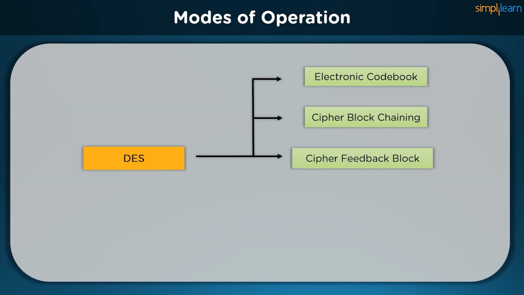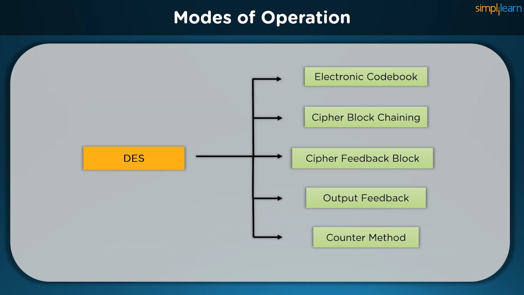We have a cipher feedback mechanism, where the preceding ciphertext becomes the input for the encryption algorithm. It produces a pseudo-random output, which in turn is XORed with the plaintext. There is an output feedback method as well, which is the same as cipher feedback, except that the encryption algorithm input is the output from the preceding DES. The counter method has a different approach, where each plaintext block is XORed with an encrypted counter. The counter is then incremented for each subsequent block.